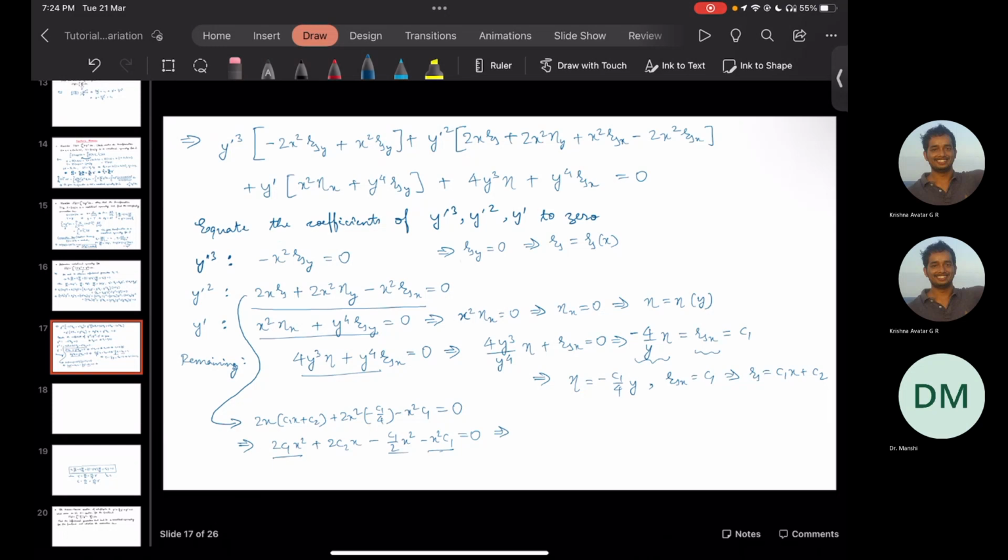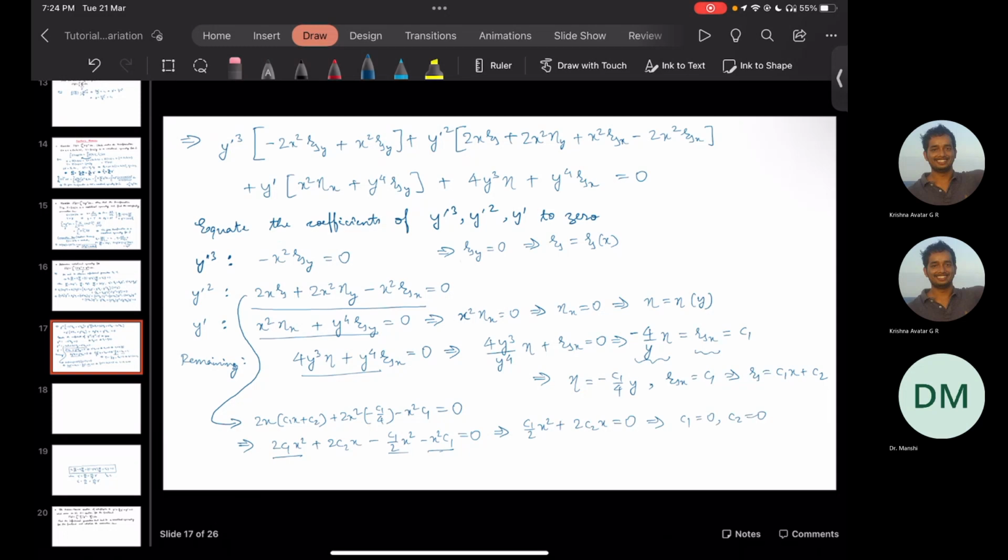And this implies that these three terms can have the same factor within them, which is x squared. So after doing the algebraic operations, what we are left with is c1 by 2 x squared plus 2c2x is equal to 0. Now for this relation to hold for all x, this is only true if c1 is equal to 0 and c2 is equal to 0.